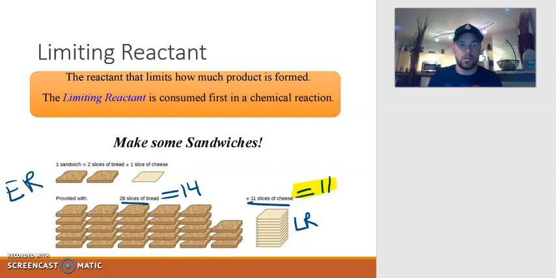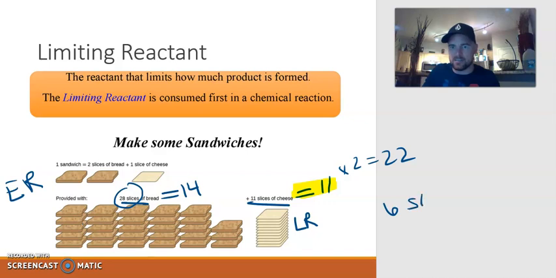And I could ask, how many slices of bread would be left over? Well, I know I can only make 11 sandwiches, so how much bread does that take? Times 2 slices per sandwich, that's 22 slices of bread. You have 28 to begin with, so how many slices are left over? 6. So you would end up having 11 sandwiches, but then you'd have 6 slices of bread left over. The bread was the excess reactant. The cheese limited how much product was made. It's the same thing in chemistry, and we're going to see an example of that in the next video.